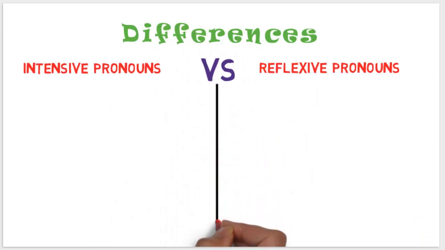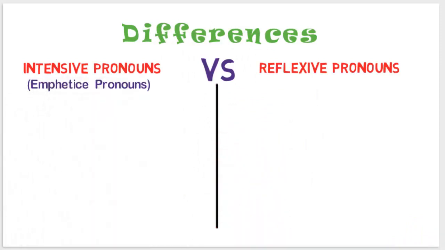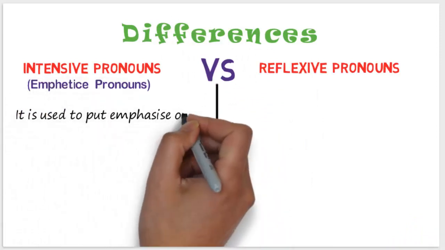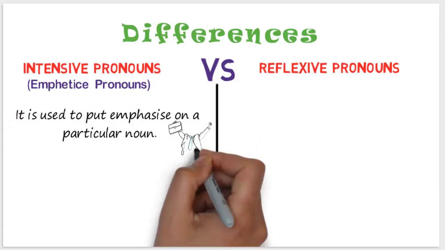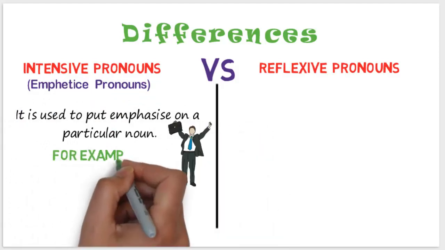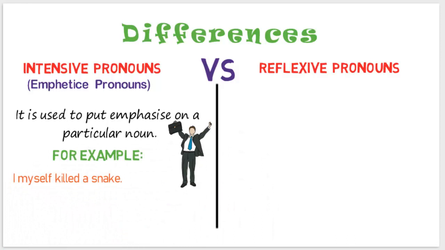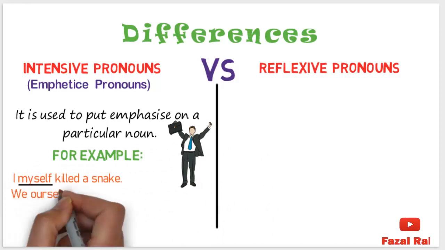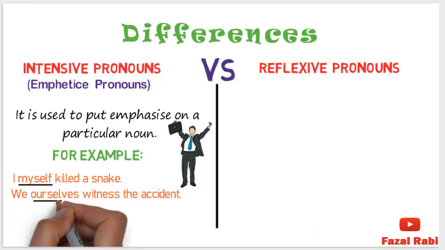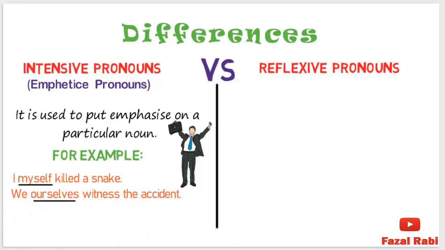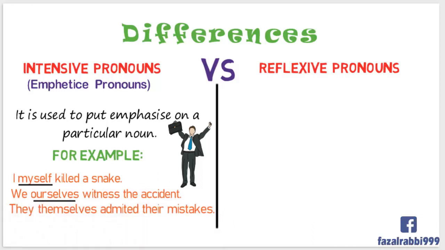An intensive pronoun is also known as an emphatic pronoun. It is used to put emphasis on a particular noun. For example, I myself killed a snake, where the pronoun myself is used for emphasis. We ourselves witnessed the accident. They themselves admitted their mistakes, where themselves is an emphatic pronoun.